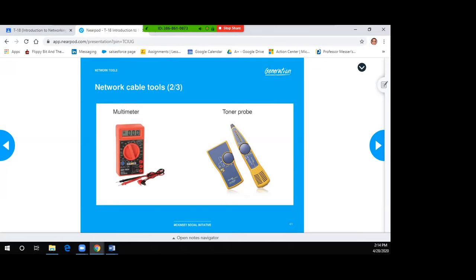Next one here, this little toner probe. What happens is that when I connect this and turn it on, although your ears can't hear it, there is a loud sound going.